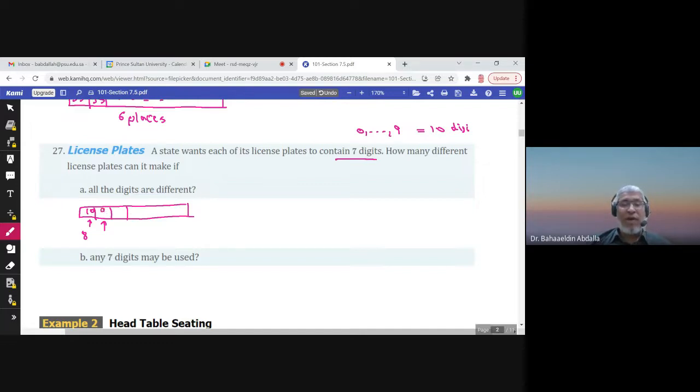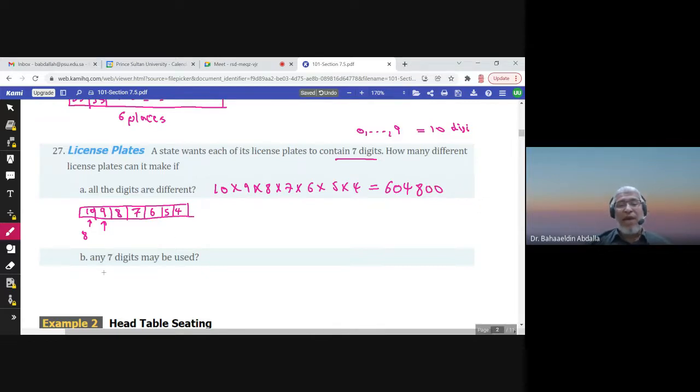Okay, so here I have 9 possibilities, and then 8 possibilities, then 7, then 6, for 7 digits, 1, 2, 3, 4, 5, 6, 7. So the answer would be 10 times 9 times 8 times 7 times 6 times 5 times 4. And this is using the fundamental counting principle. And the answer would be 604,800 different plates in this case.